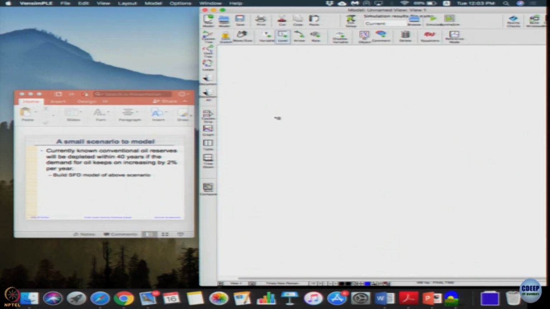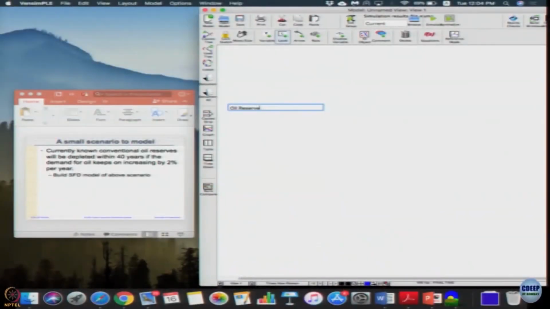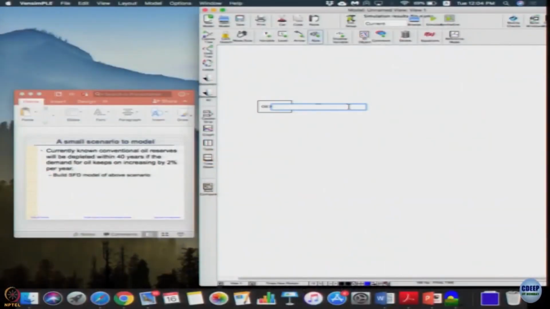What is the stock? Any suggestion for a stock? Oil reserves, a physical quantity, that can be a stock. So, let us just put oil reserves. Then this has to drain, right, meaning we have to keep removing from this reserves. So, then there has to be a rate. Let us call it extraction. I just modeled it as oil reserve and rate of extraction.